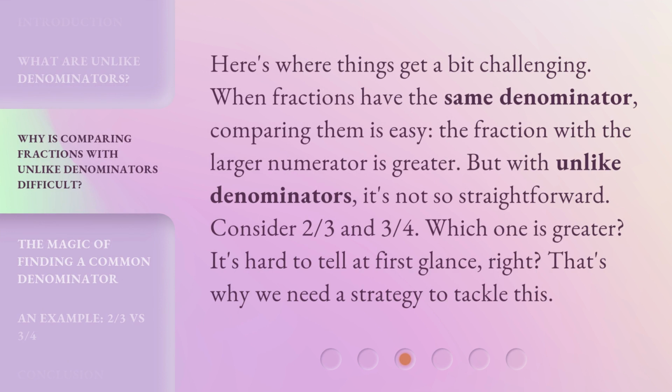Here's where things get a bit challenging. When fractions have the same denominator, comparing them is easy. The fraction with the larger numerator is greater. But with unlike denominators, it's not so straightforward. Consider 2/3 and 3/4. Which one is greater? It's hard to tell at first glance, right? That's why we need a strategy to tackle this.